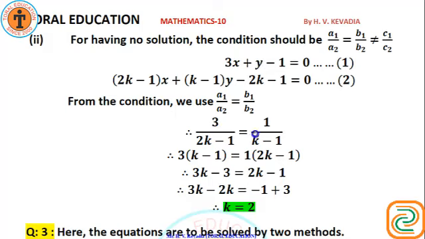So this is cross multiplication, 3 into k minus 1 and 1 into 2k minus 1. 3 into k minus 1, that is 3k minus 3, and 1 into 2k minus 1, that is 2k minus 1. 3k and 2k will be on the left side, so it will be 3k minus 2k, and this 3 goes to the right side, and here it is positive 3 minus 1. So 3k minus 2k is k, and 3 minus 1 equals to 2.